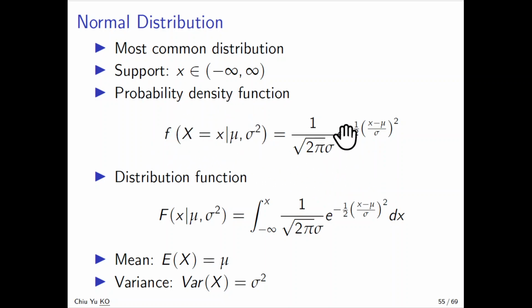worry about. The mu just shifts the bell shape left and right, and the sigma makes the peak higher and lower. It's a bell shape. It makes the peak higher, lower, more flatter. Okay.